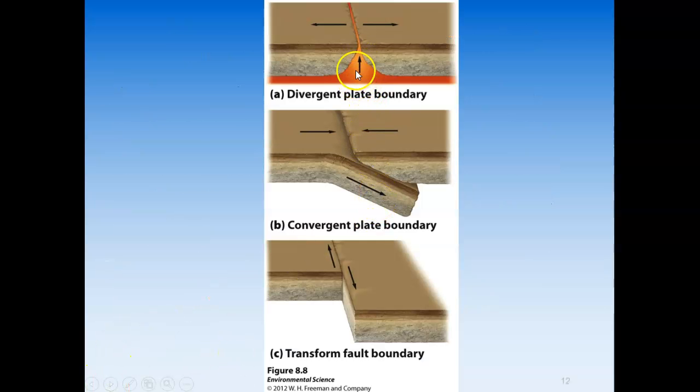A divergent plate boundary is what I kind of mentioned before when you have magma rising up and you have seafloor spreading, but it can happen in other areas too, where continental land masses are actually breaking apart. So we would call this divergent because those areas are moving away, those arrows are showing movement away from the center. A convergent plate boundary is where two plates are coming together, and then a transform fault boundary is where two plates are actually slipping past each other.